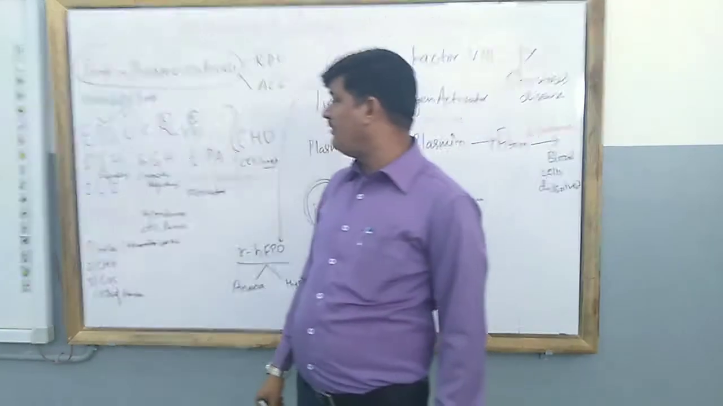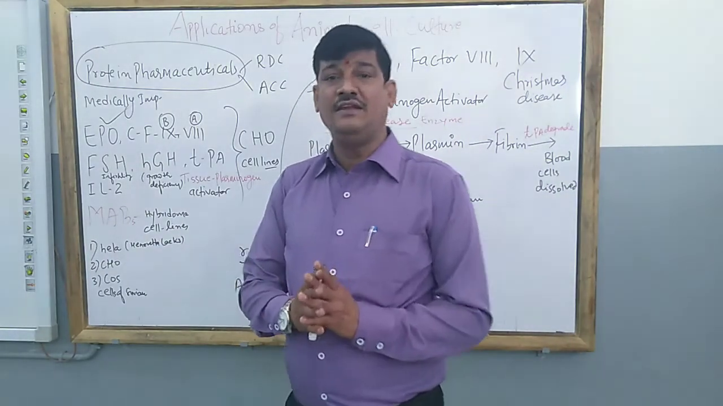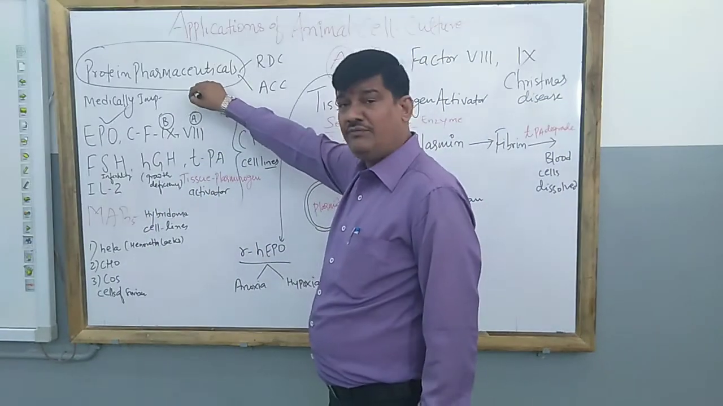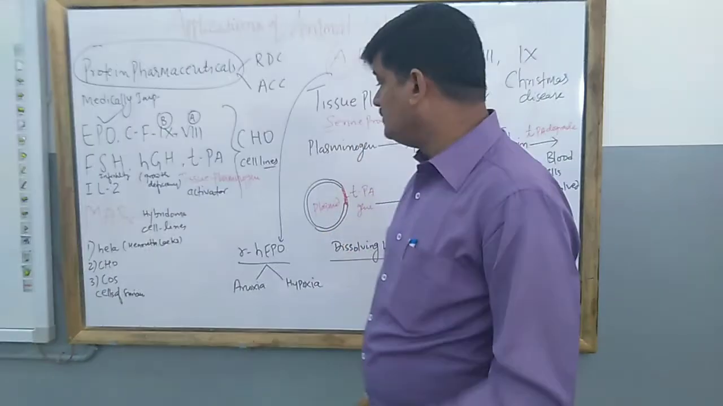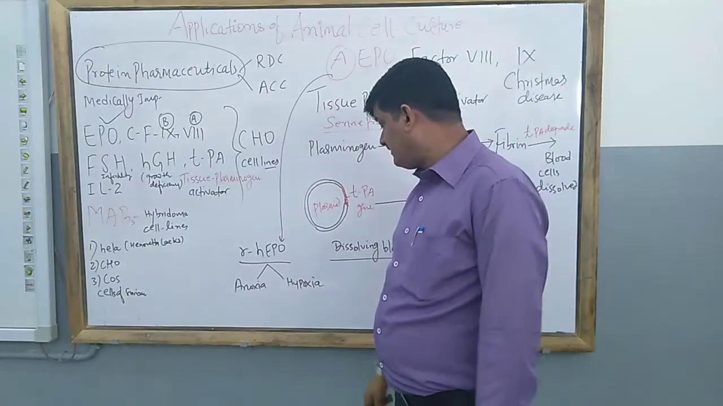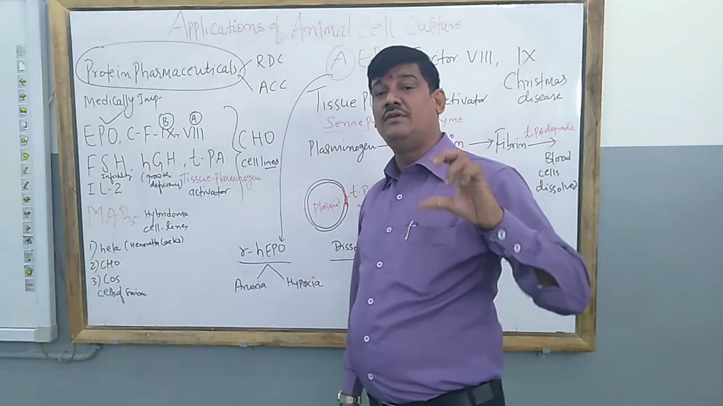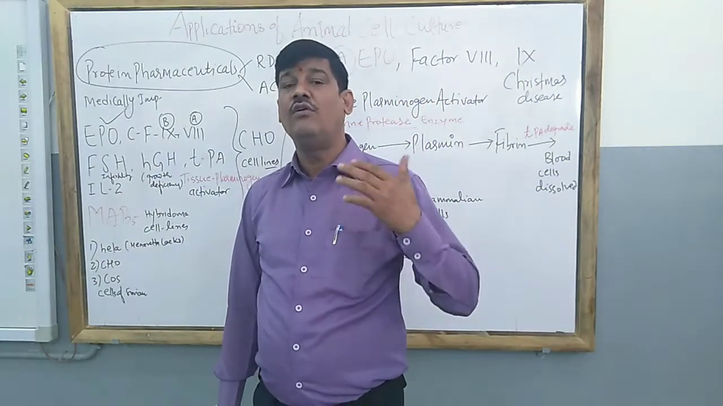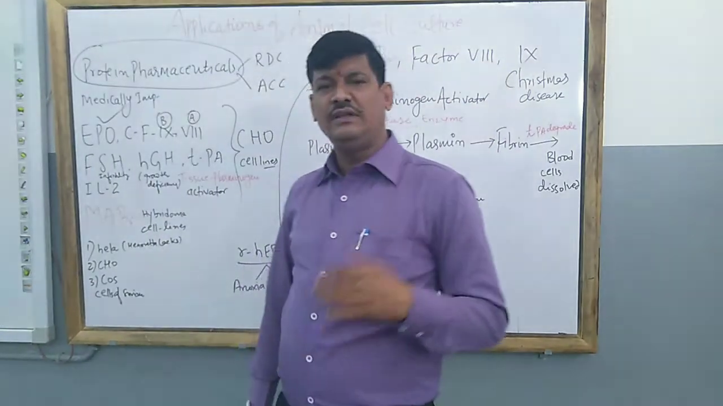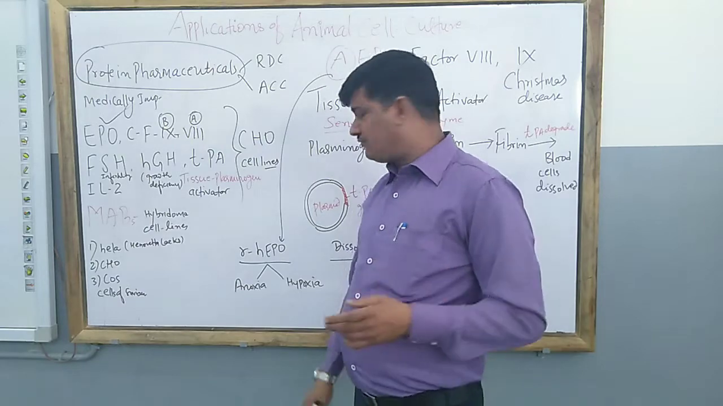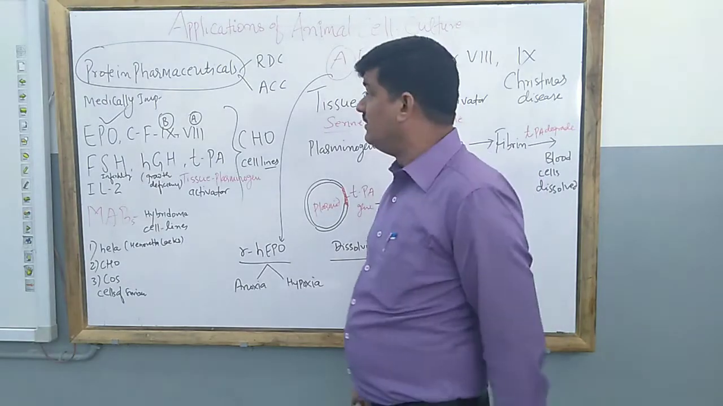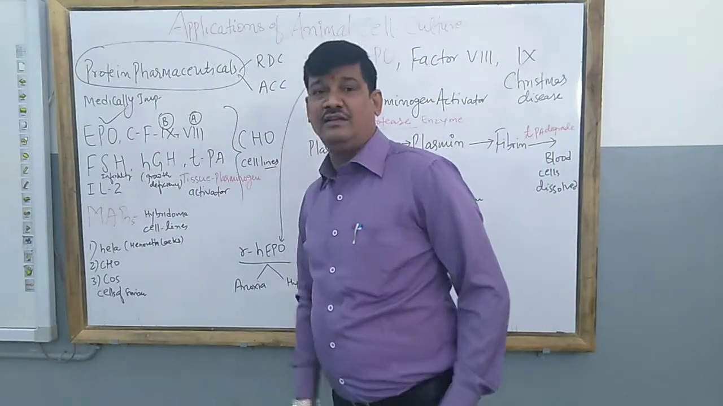EPO stands for erythropoietin. Erythropoietin is basically used in the treatment of anoxia and hypoxia. What is the meaning here? Hypoxia stands for shortage of oxygen. As we move from plains to the hilly region, we feel some dizziness or fainting. This is because of the shortage of oxygen. And anoxia is the lack of oxygen. So this is EPO, erythropoietin.